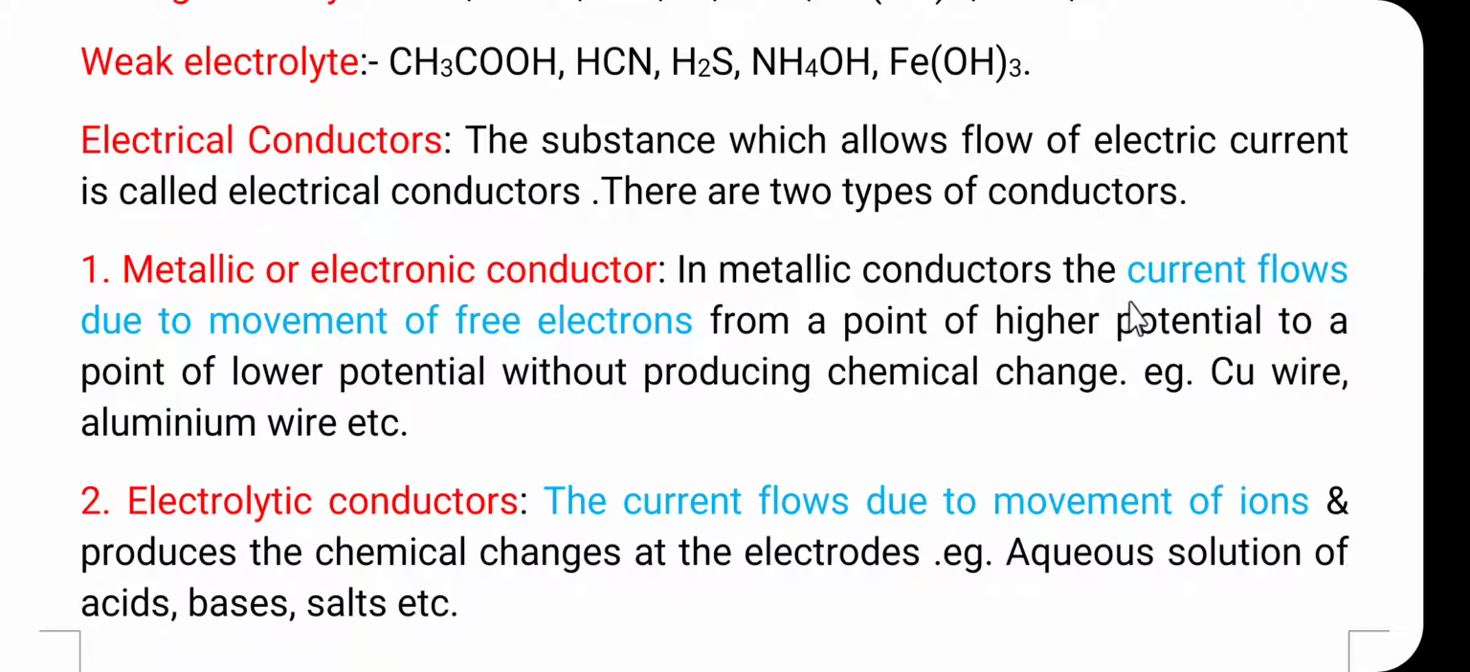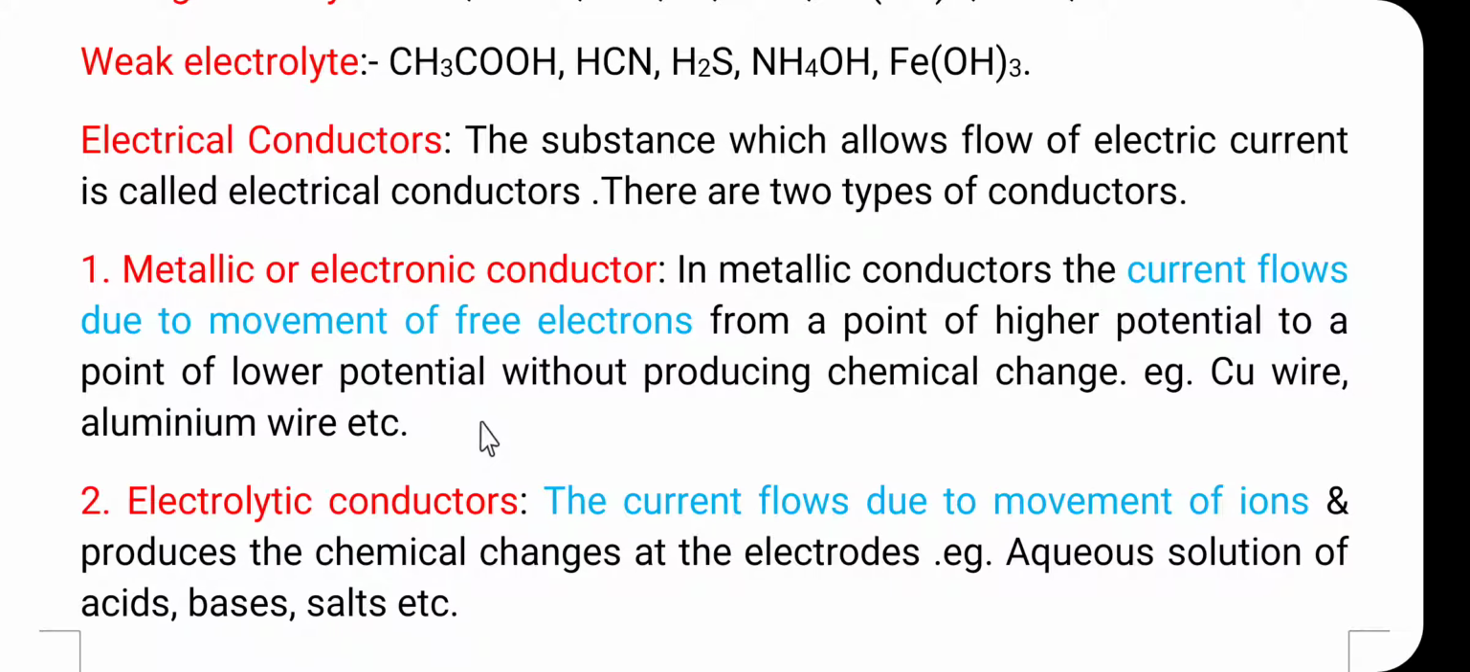In a metallic conductor, the current flows due to the movement of free electrons from the point of higher potential to the lower potential without producing chemical change. So here there is a movement of the free electron. And which are the examples of the metallic conductor? When we consider any metal such as copper, aluminum, the copper wire or the aluminum wire or iron, any metal is an example of the metallic or electronic conductor.